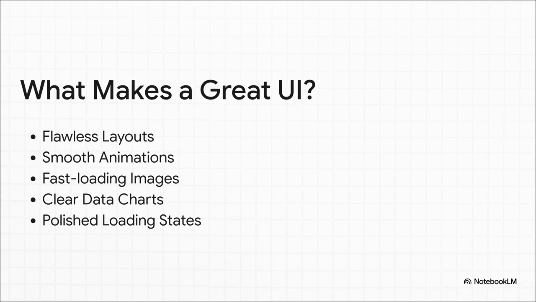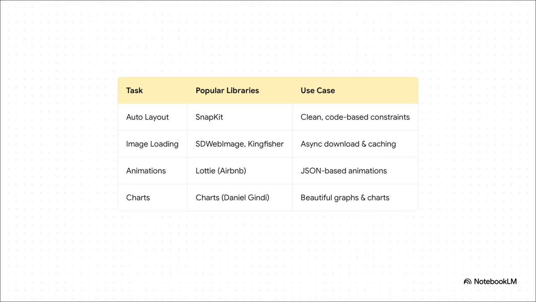It's usually a whole bunch of things working together. Layouts that look perfect on any screen size, animations that are just buttery smooth, images that pop in instantly, and really clear, beautiful charts for showing data. Now, to get that kind of polish, developers lean on some absolutely incredible libraries. If you need to create complex layouts using code, SnapKit is a total lifesaver.